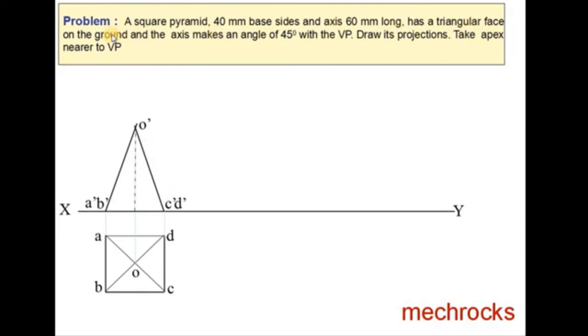One triangular face on the ground, one triangular face on the HP. We have to rotate this triangle, this line, onto the XY line. First take O dash somewhere. This O dash I am taking here. Next you take the same length, the same line here. The length of this line is equal to this one. And here is the C dash D dash. This O dash C dash is equal to this O dash C dash. I am just drawing this again here with the same dimensions. This triangle is equal to the one here also.